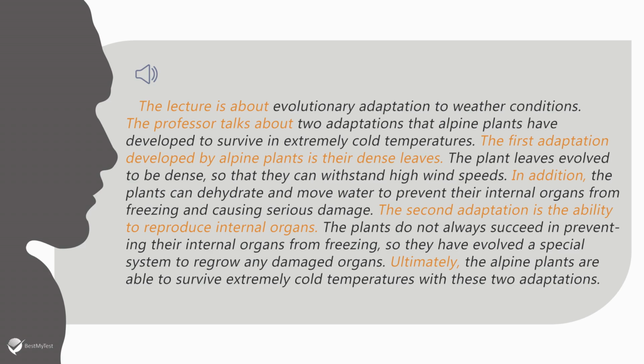The second adaptation is the ability to reproduce internal organs. The plants do not always succeed in preventing their internal organs from freezing, so they have evolved a special system to regrow any damaged organs. Ultimately, the alpine plants are able to survive extremely cold temperatures with these two adaptations.